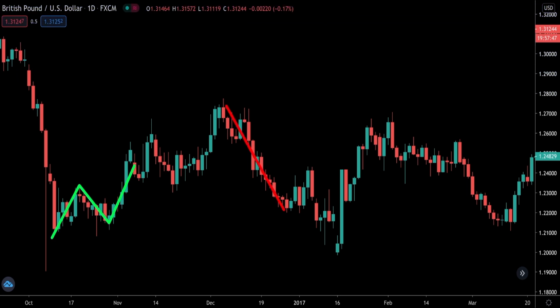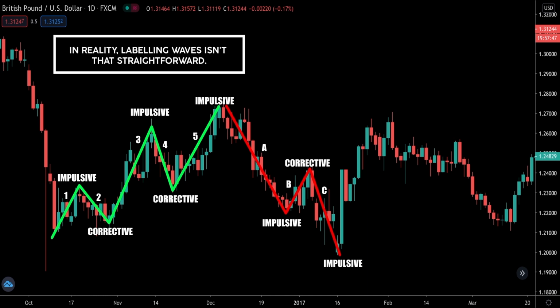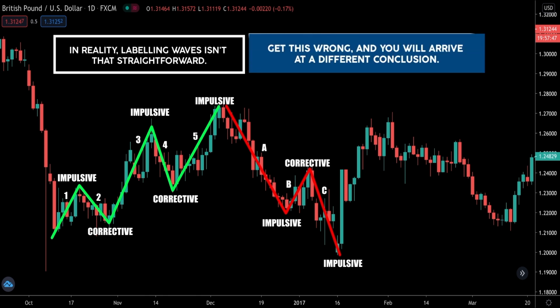Earlier on, I simplified the labeling of waves for you. In reality, labeling waves isn't that straightforward. So right now, I want to provide you with some guidelines to take in mind when labeling your waves. Get this wrong and you will arrive at a different conclusion. So labeling your waves correctly is very important. So make sure to keep watching till the end.